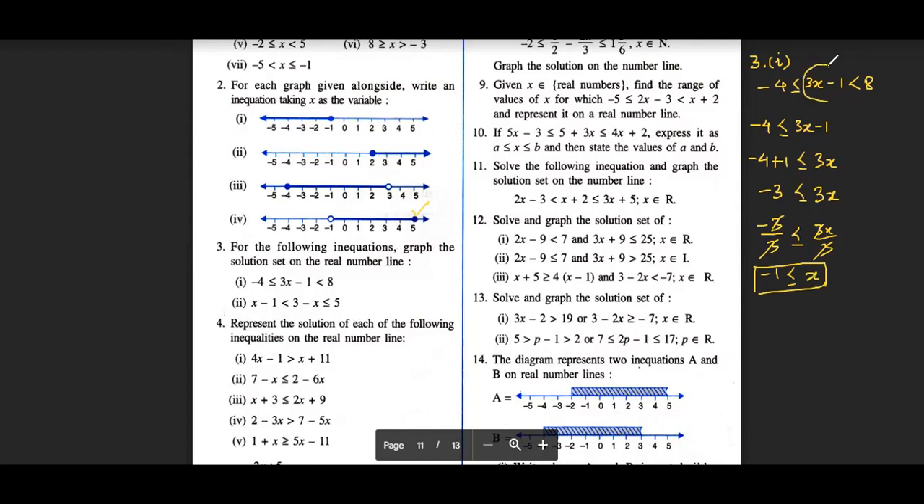Now I will take the second inequality. What is that? 3x minus 1 less than 8. This is the second one, the second inequality. I keep 3x here and send -1 to the other side. I will have 8 plus 1. 3x less than 9. x less than 9 divided by 3. So we get 3. I sent this 3 over there, and 3 3s are 9 cancels. So I have x less than 3.